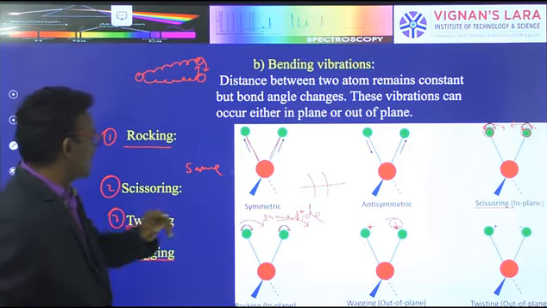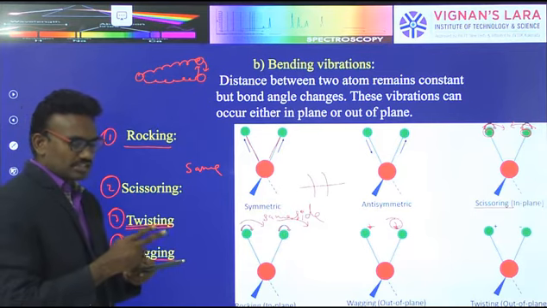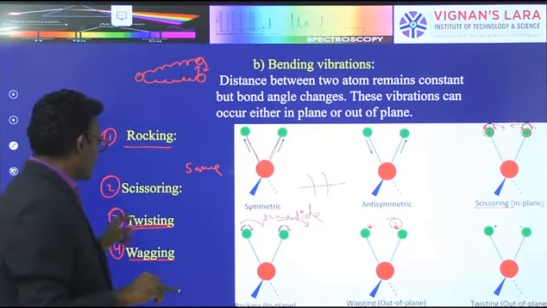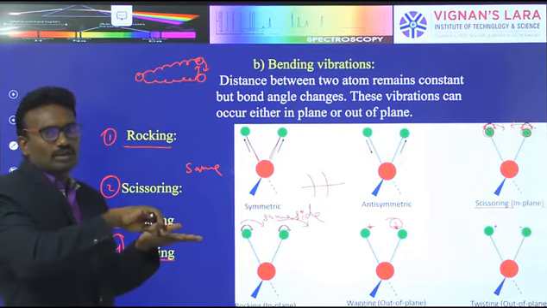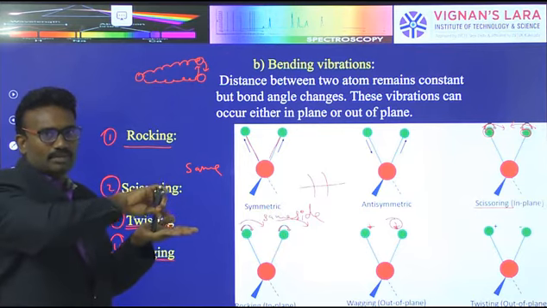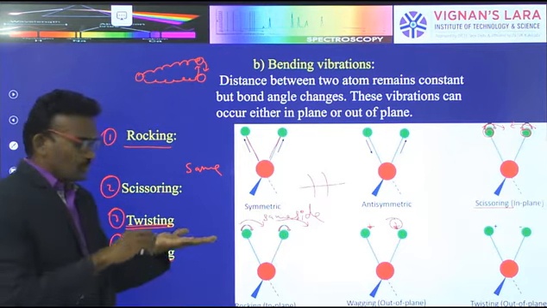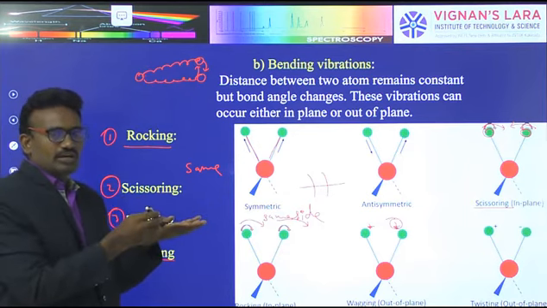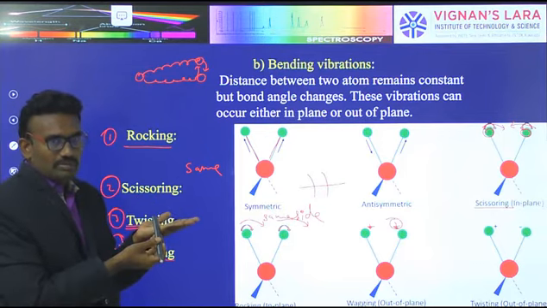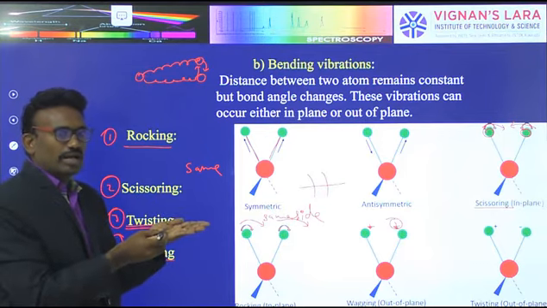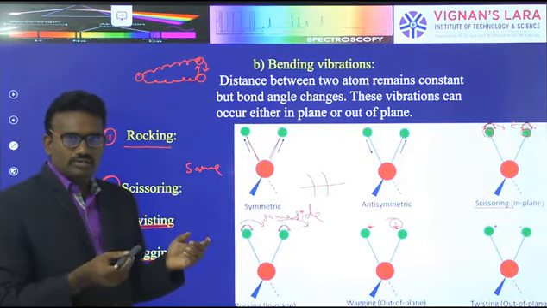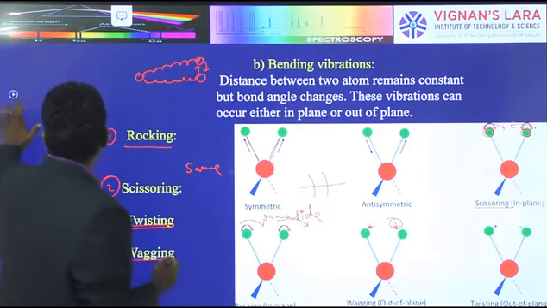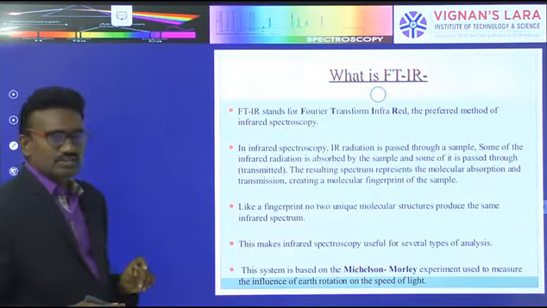So, four types of bending. Rocking means same-side bending. Scissoring means scissoring-type vibrations. Twisting means opposite, one on the plane and one below the plane. Wagging means both atoms are on the same side, on the plane or below the plane, with both atoms present on the same side of the plane. Twisting means one atom on the plane and the other atom above the plane. This is called bending vibrations. Okay. Next one.